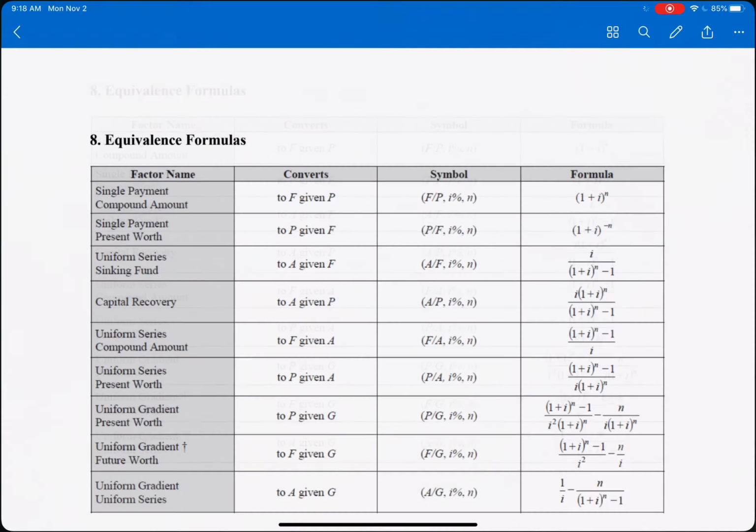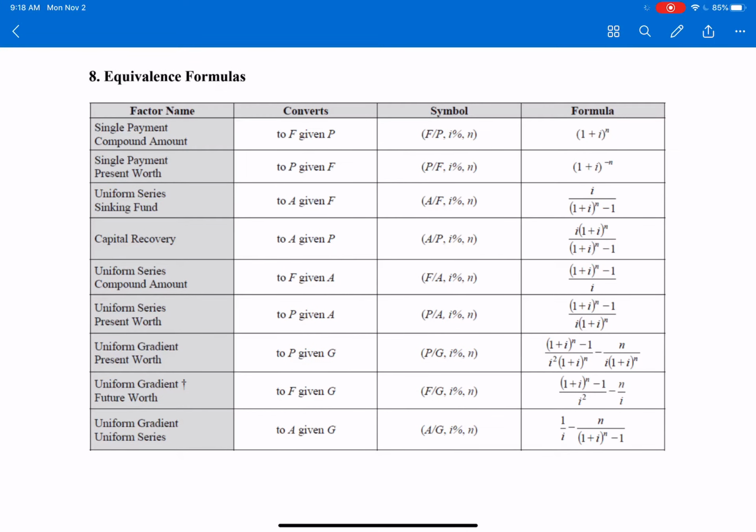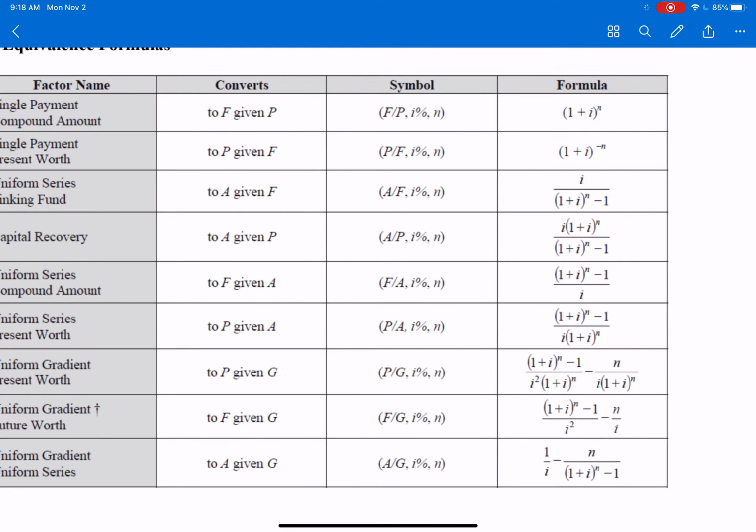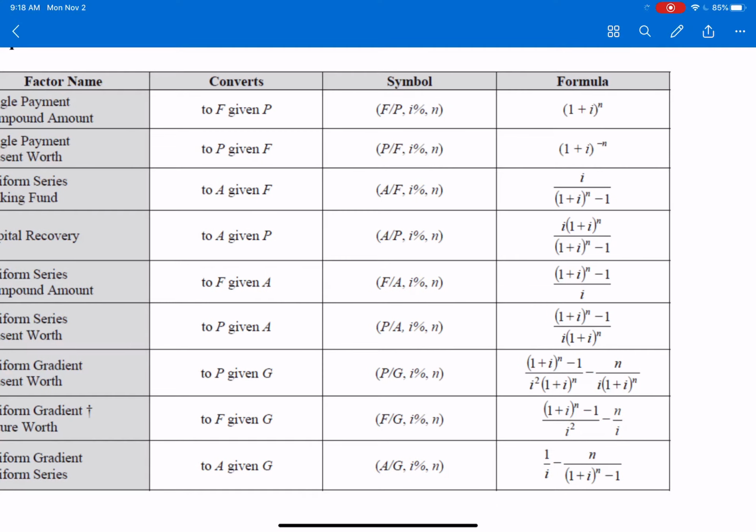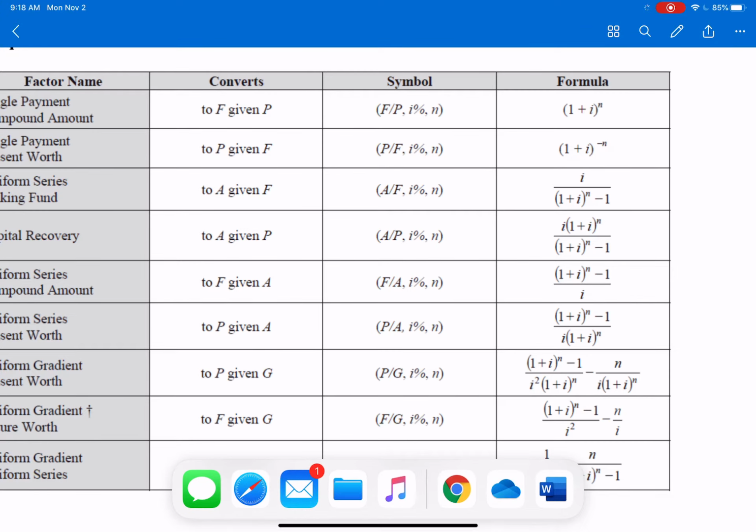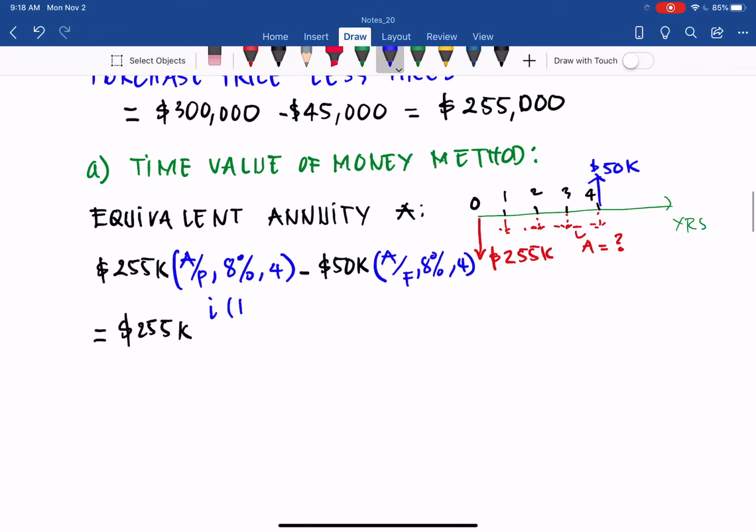Go back here. You have A over P, 1 plus i to the power n, so it will be power 4. Let's put power n first, and then we have 1 plus i to the power n minus 1.